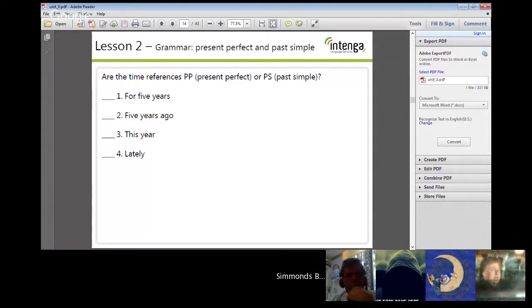All right, and then lately, are we going to use present perfect or the past simple?